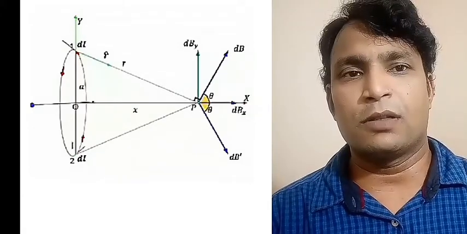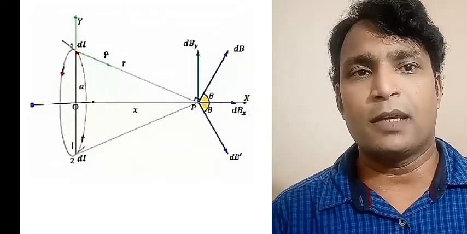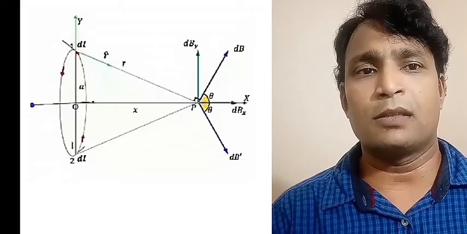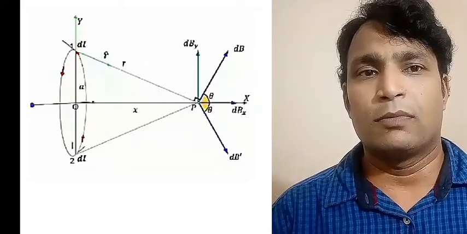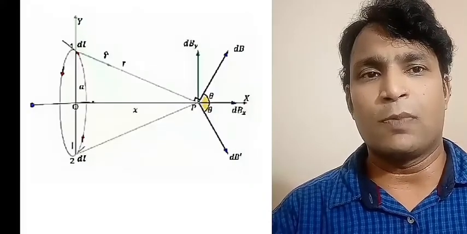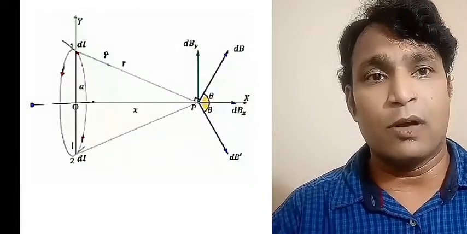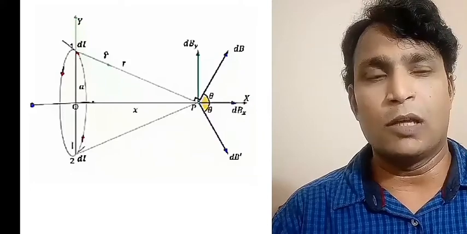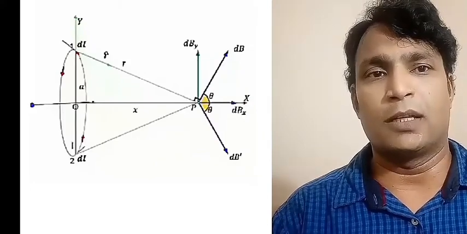Now students, this is your circular coil of radius a and the axis. Axis means a line that passes through the center of the coil. So we will take a point P at a distance x from the center of the coil O, where we have to find the magnetic field.